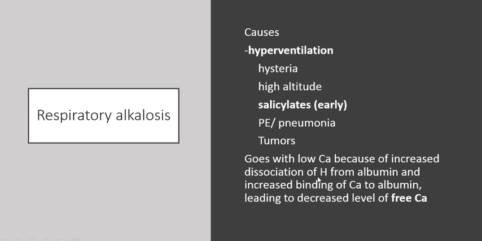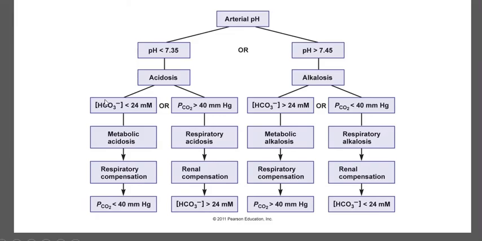Hydrogen is released from albumin. It dissociates from albumin to come into the blood to become free hydrogen, in other words, to correct the alkalosis. When that happens, free calcium binds to albumin, reducing the amount of free calcium, causing hypocalcemia. So usually respiratory alkalosis causes symptoms of hypocalcemia. Symptoms of hypocalcemia include tetany and all of that, seizures sometimes.